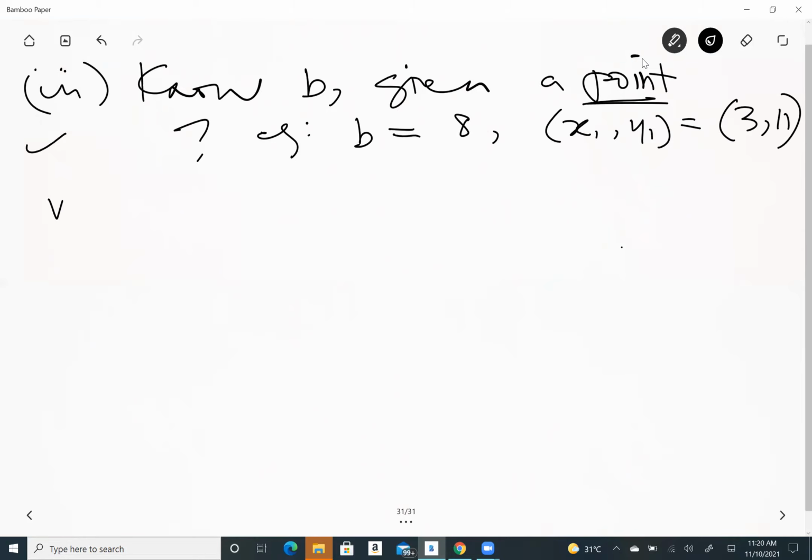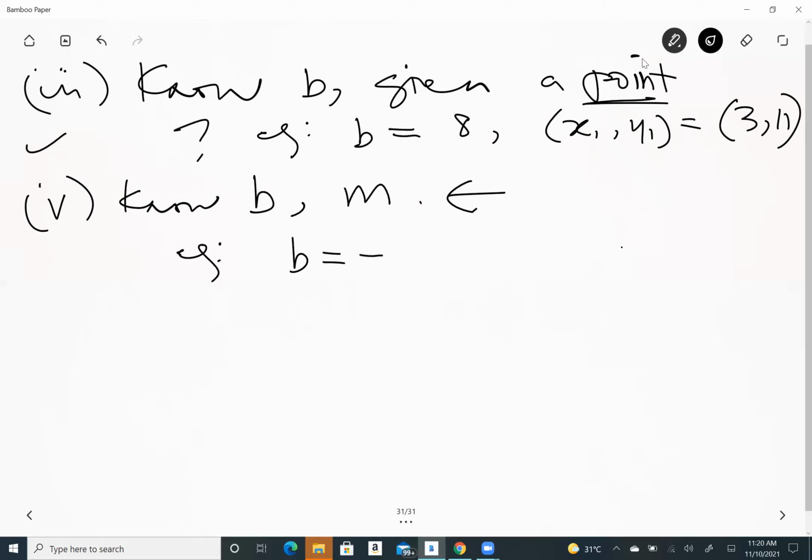And then number 4, the easiest one. We are given B, and also you are given the slope M. This is very easy. For example, let's say B equal to negative 110, M equal to 12. So now direct substitution, all right.